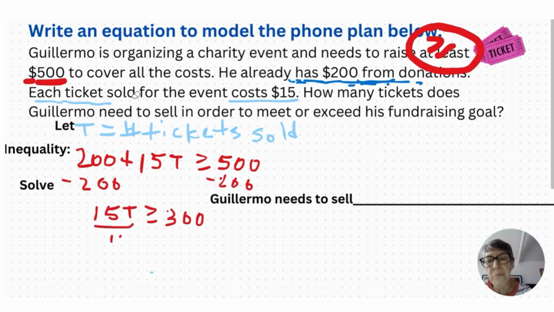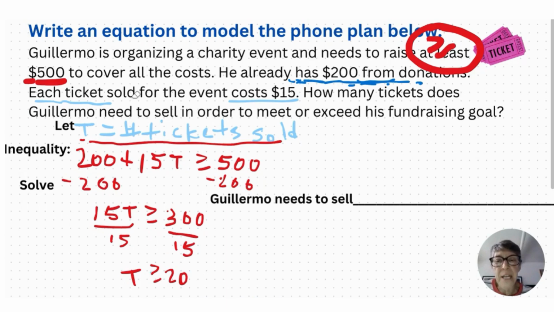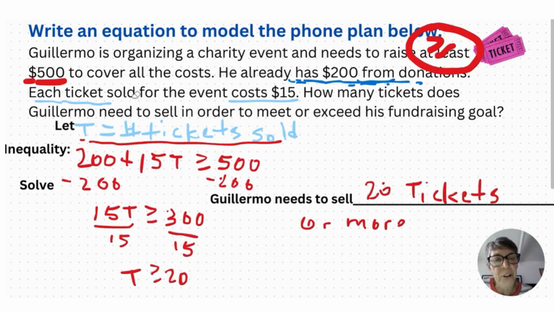And when we divide both sides by 15, T is greater than or equal to 20. So if we go back to our let statement, that means Guillermo needs to sell 20 tickets because it's greater than or equal to 20 or more if he wants to exceed his $500.